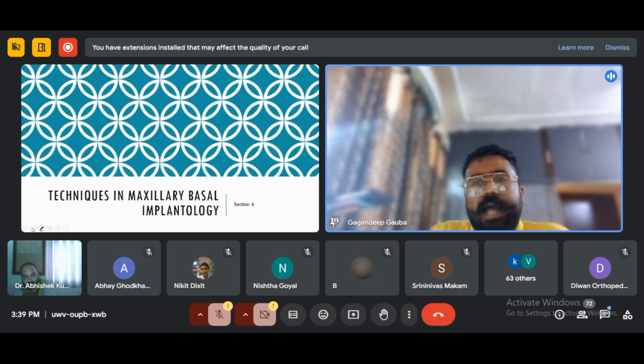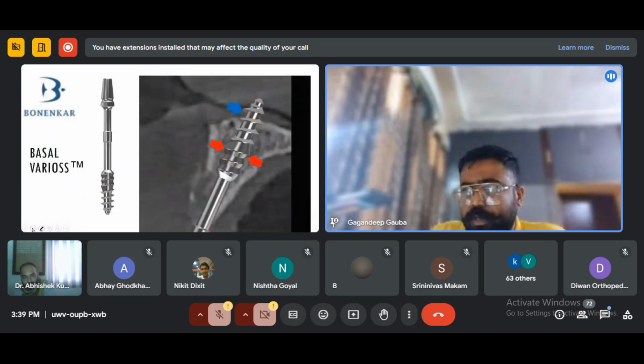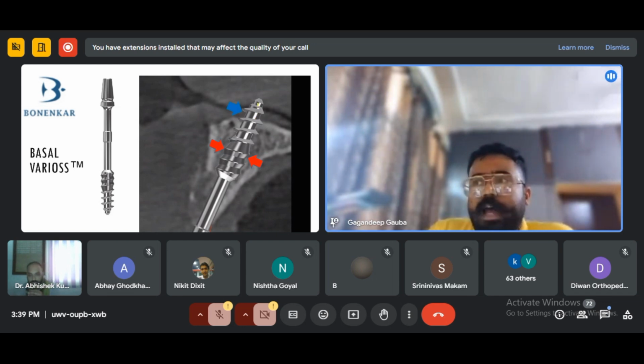Plus the implant I am using is the basal Varios. This is a very good implant. We will be studying this in later slides. I can show you. This is the basal Varios implant, right? So what is being done here? These have two types of threads. One are the cortical threads on the apex, and the four compressive threads beyond that.